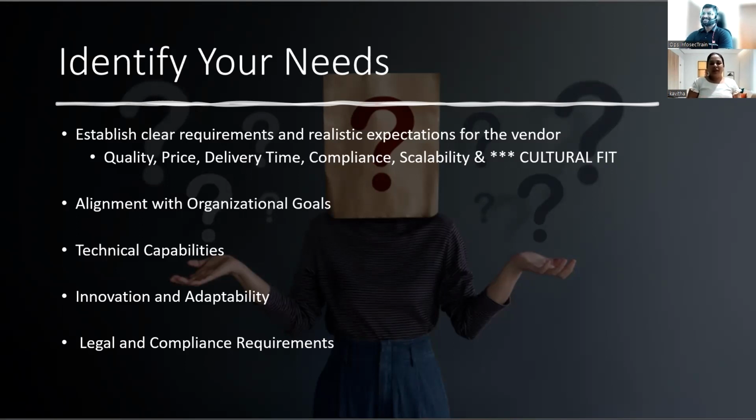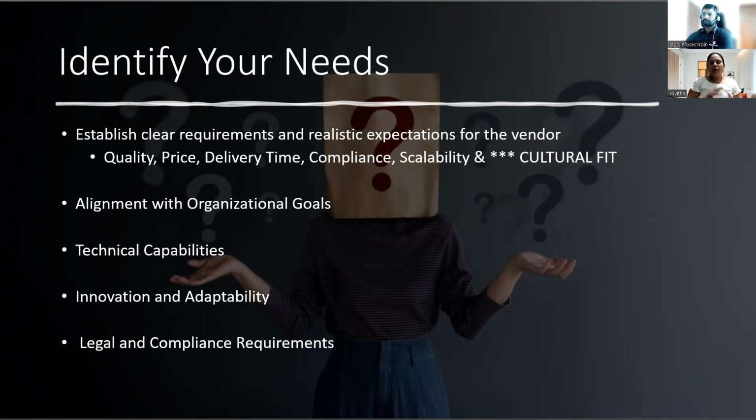So you need to identify your needs, and those needs have to be clearly written, documented, and communicated to the stakeholders. First, internally, you will have to take the approvals once the defined scope is ready. Then send it to the stakeholders and the vendors who are looking, sharing the requirement, and then you can come up with a plan. Once the needs are established, that is the quantity, quality, price, delivery timelines, compliance, and cultural fit. This cultural fit I have marked with an asterisk, but I will come back to it because I have covered it in my further slides.